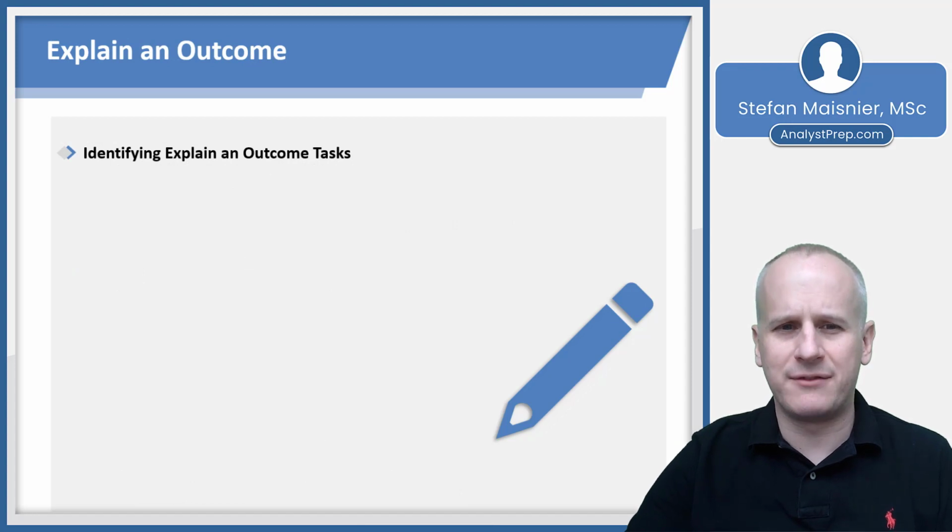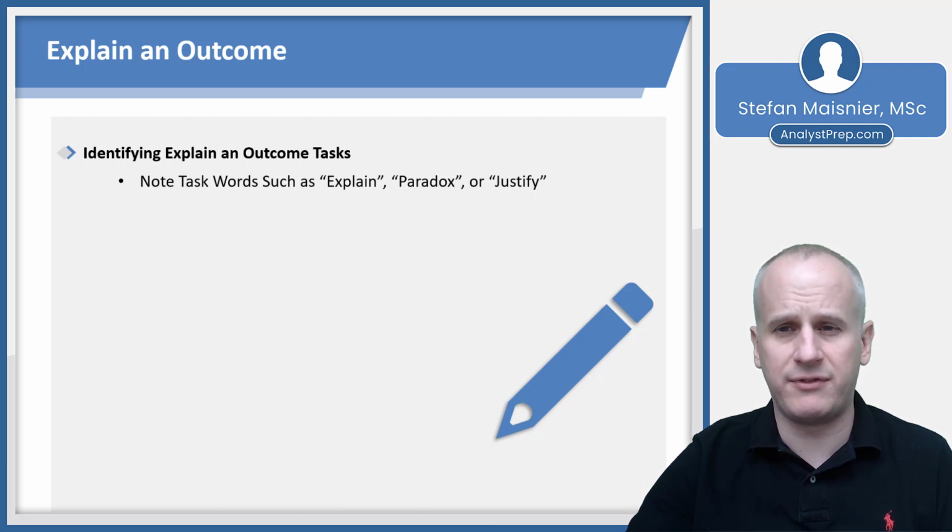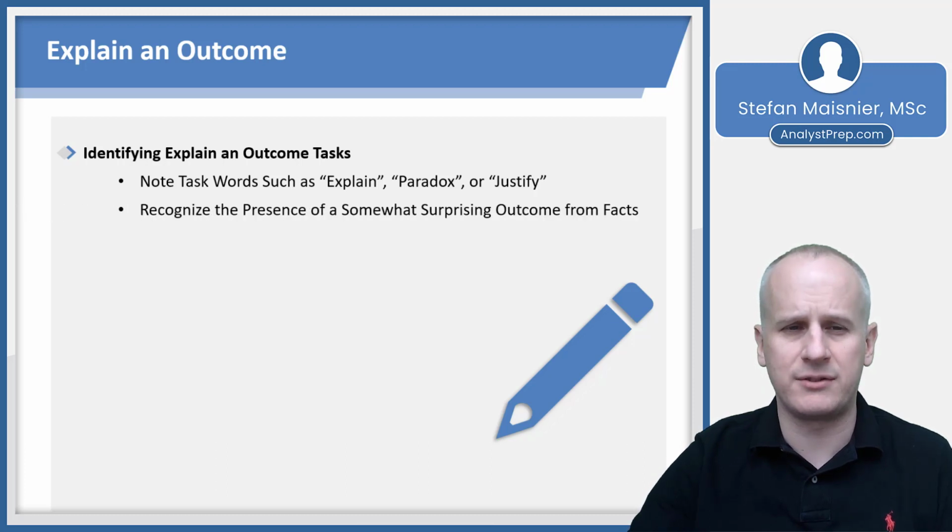So, how do we identify explain and outcome tasks? Well, of course, there are task words such as explain, paradox, and justify. And a paradox is saying that these two facts are true, but they actually are reconcilable. So we treat whatever the outcome is as the de facto conclusion ultimately in a paradox as we're trying to explain it. You'll want to recognize the presence of a somewhat surprising outcome based on the facts that are presented.